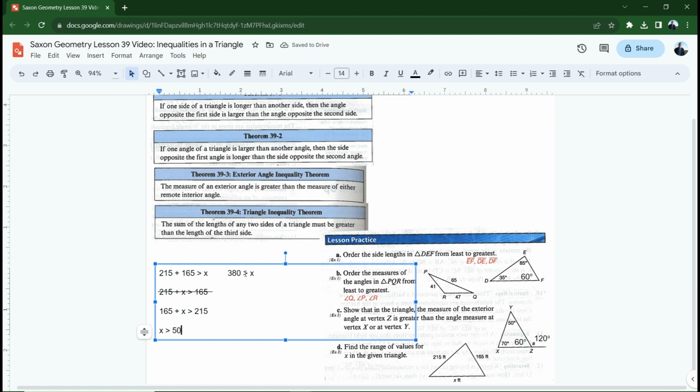All right, now, I know that x is greater than 50 and x is less than 380. I could write this out as a compound inequality, and it would look like this. 50 is less than x, which is less than 380. So the shortest this could be is 50, this side down here. If this side was any shorter than 50, it wouldn't be a triangle. And the greatest this side could be is 380.